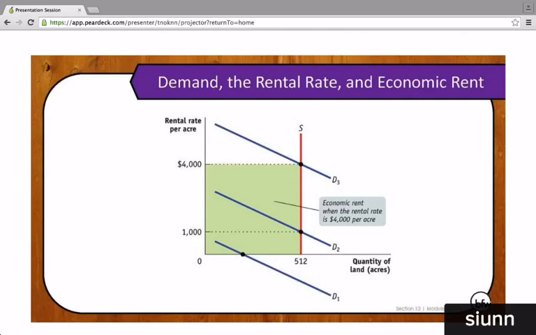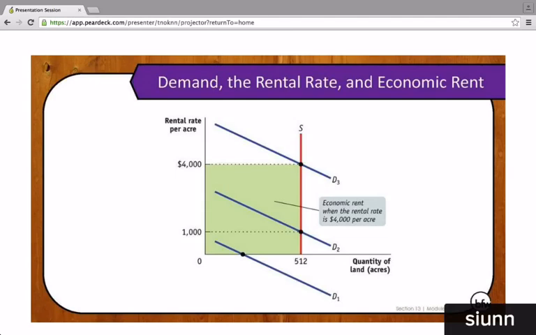But if the demand for that land were to increase and shift rightward up to D3, you can see that the rental rate per acre for that land would increase to $4,000 an acre. It wouldn't increase the amount of land available, it would just increase the price of the land, but it would increase the economic rent provided to the owners of that land. It would now be $4,000 per acre multiplied by the 512 acres of land that is there, and so it would be the entire area of the green area.